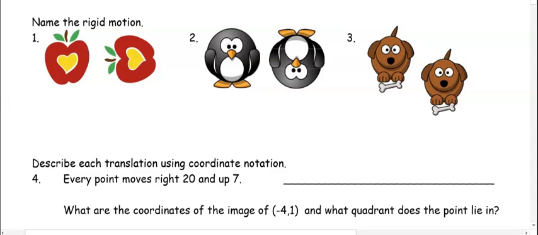This video is a review for the transformations test. So in 1, 2, and 3, we want to name the rigid motion. So here we have an apple and another apple that was turned. So this is a rotation.